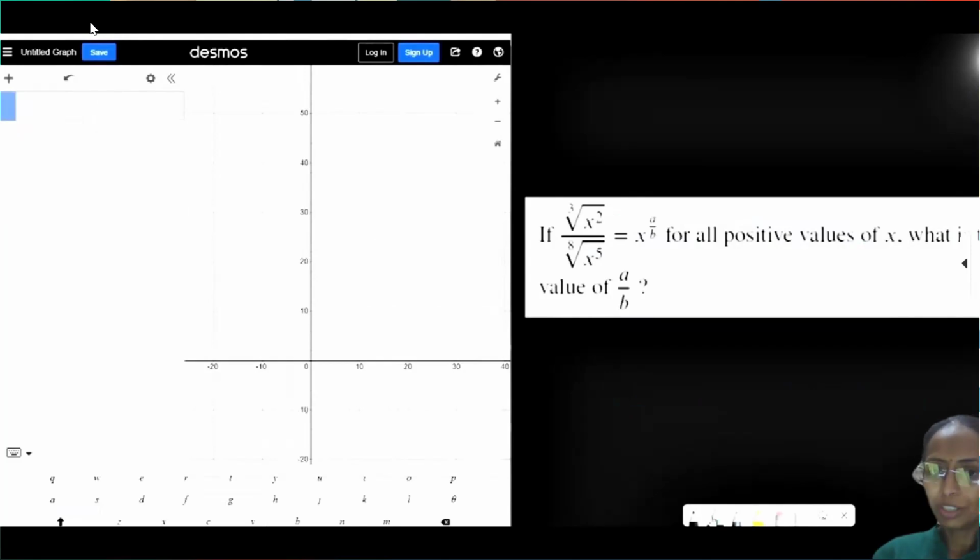Now coming to the second question, we have this type of equation where x is for all positive values of x, then what is the value of A by B? This again can be calculated by the use of the Desmos calculator. We require A by B, that means a fractional part.